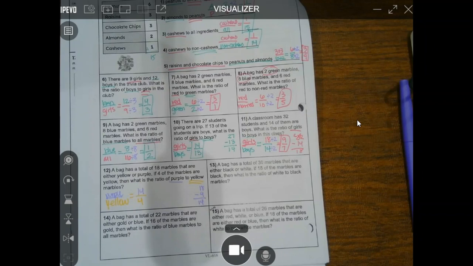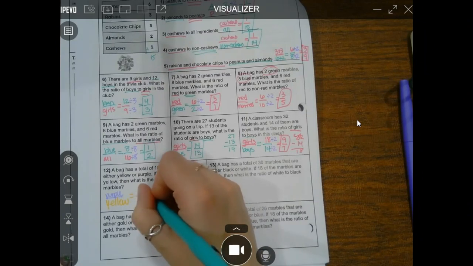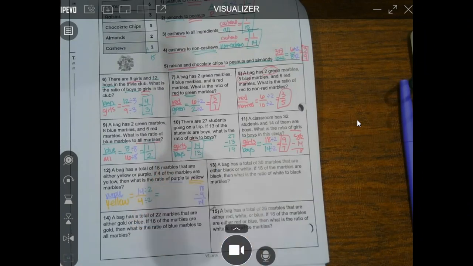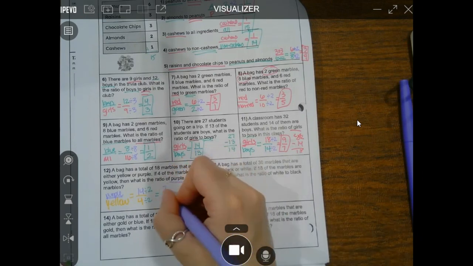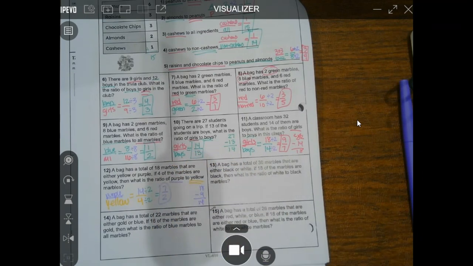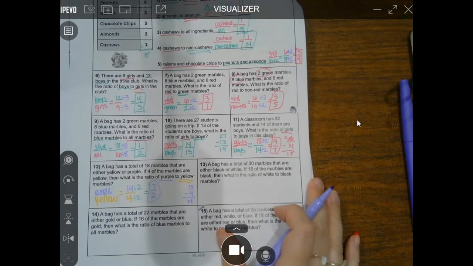Okay, to reduce that, what can go into both? 2. So then your final answer would be, hopefully you said 7/2. There are 7 purple marbles for every 2 yellow marbles.